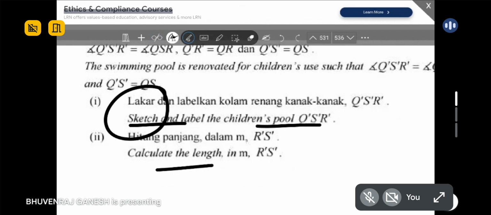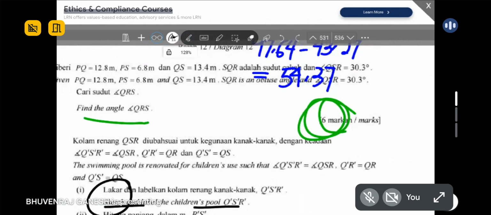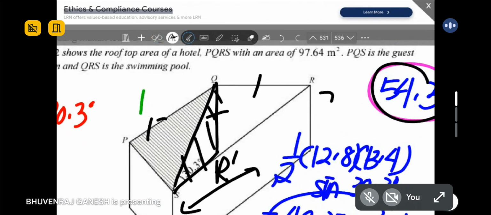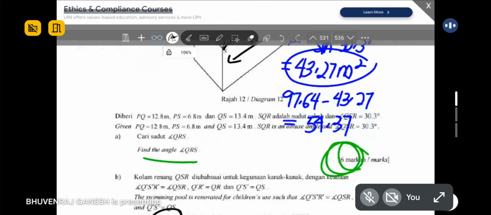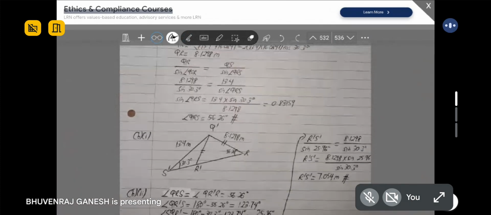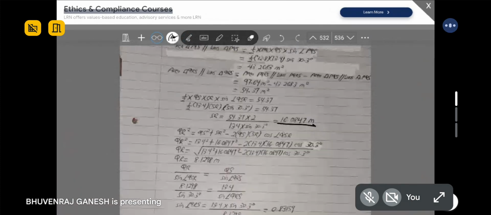Okay? And then they ask you, calculate the length of R prime S prime. So they want you to count this length, guys. It's long. Okay, so you have SQ, you have the angle. So this angle just now we found, right? Am I right? We got how much? Based on my answer, we got 56.26 degrees.